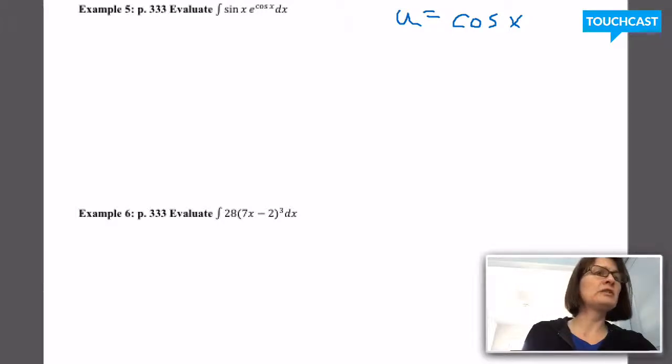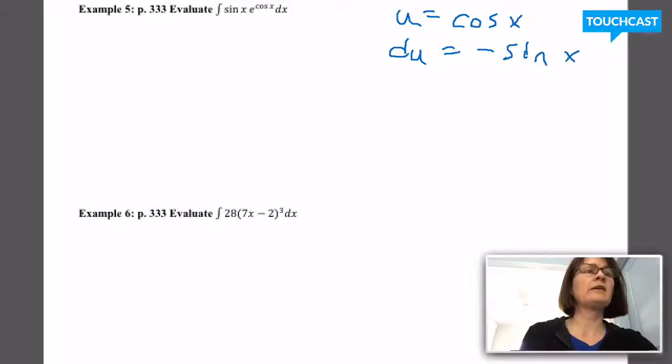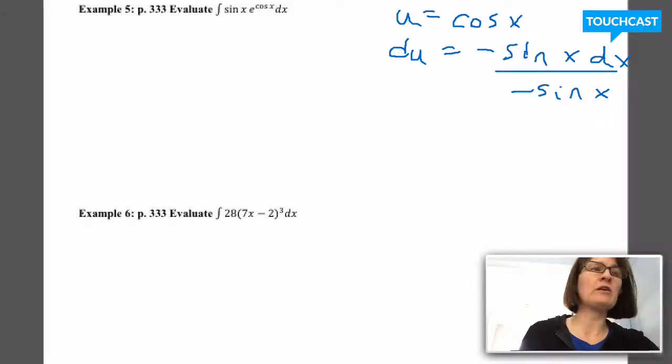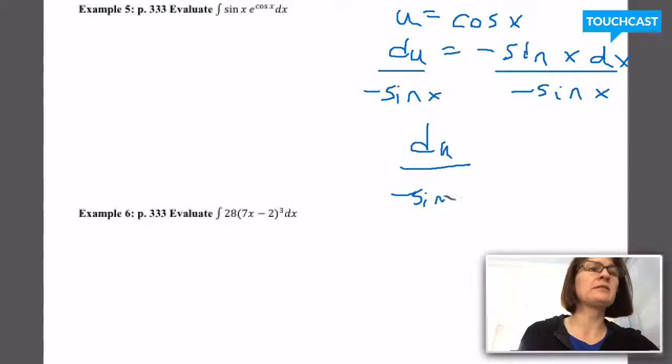So if u is cosine of x, then I need an expression for du. It's going to be the derivative of cosine, which is negative sine of x dx. There's a couple ways to think about this. This is a method that will always work for you, and then I'll show you another way if you'd rather have a faster way. So negative sine of x. I'm trying to isolate dx. So du over the opposite of sine of x is equal to dx.